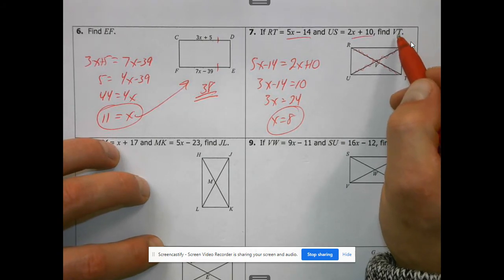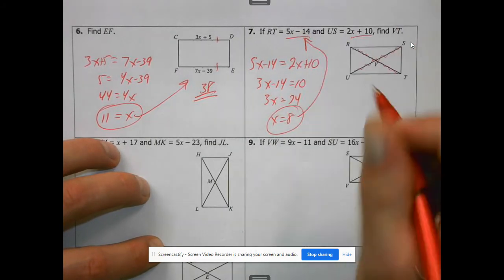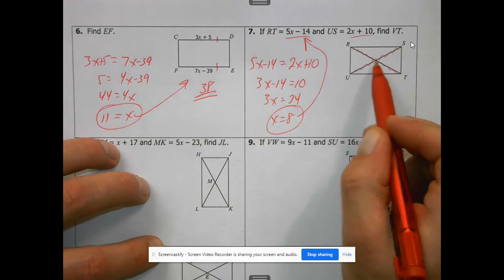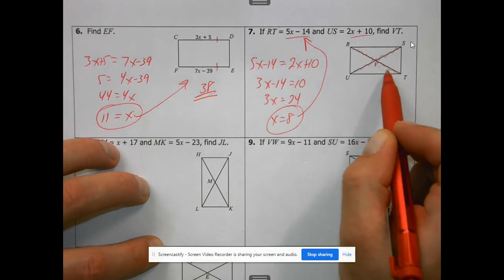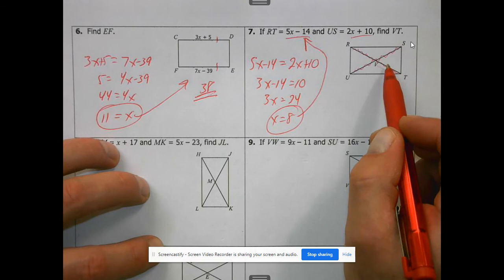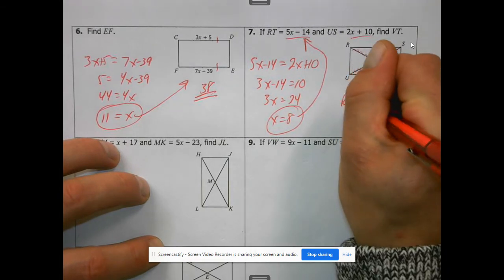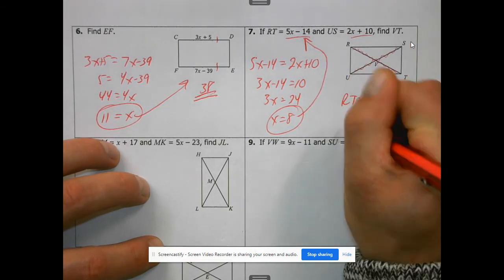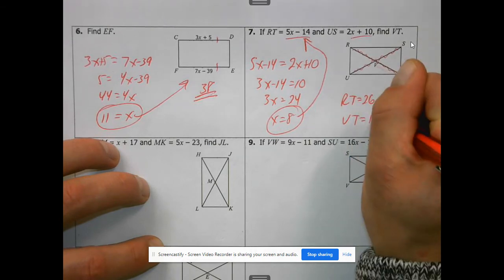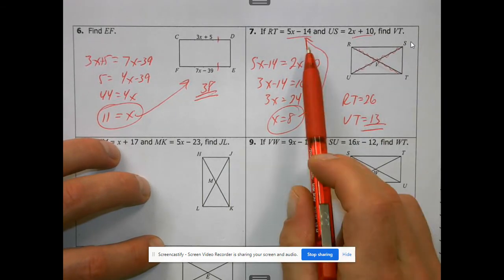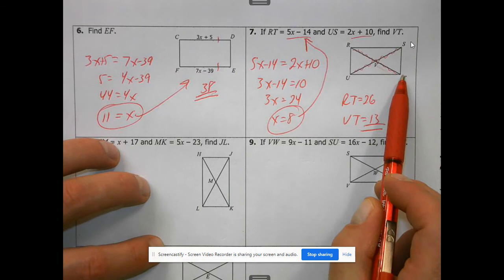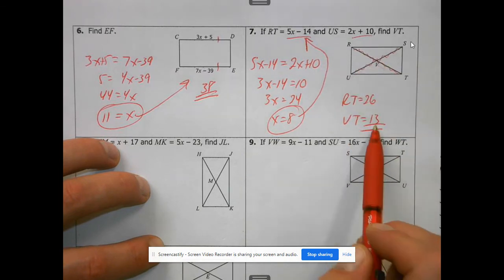All right, so here's what I can do. I can plug this back into RT and get the whole thing, and then I can just cut it in half to get this little piece right here. So if I plug it into the whole thing, RT comes out to be 26, but then I cut that in half for VT, and that's 13. So I plugged it back in here, got the whole thing to be 26, cut it in half to get this piece, 13.